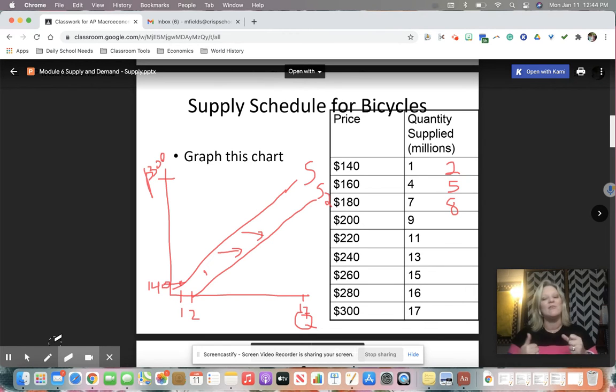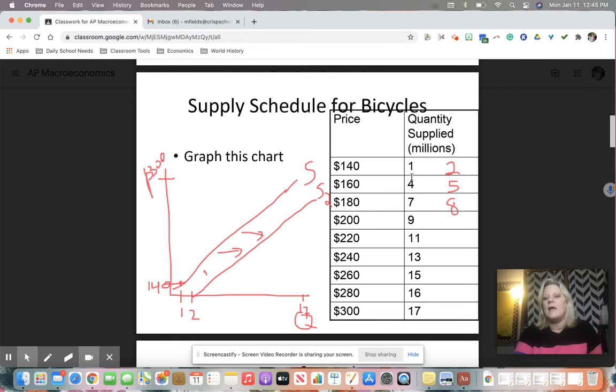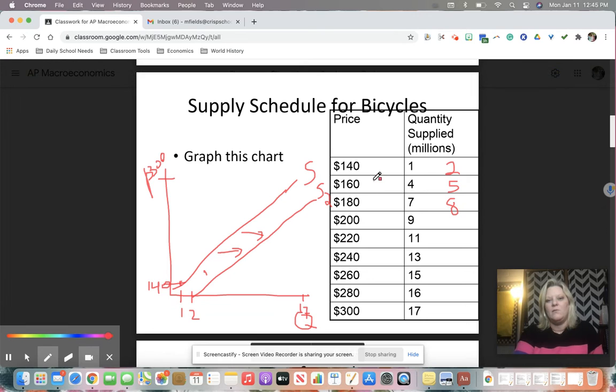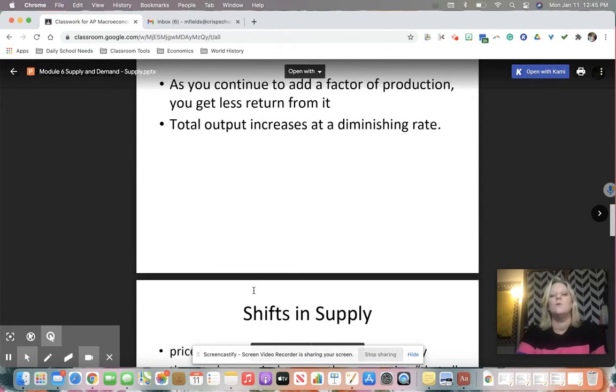I'll correct you. Every once in a while, I'll make that mistake. You'll correct me and we'll be okay. But we want to make sure that we always say shift to the right and shift to the left. If we were to shift this curve to the left, let's say there had been a million less at each price point, then we would have had 3 and 6 and 8, etc. And we would have had a new supply curve here, and that would have been to the left of our original supply curve.